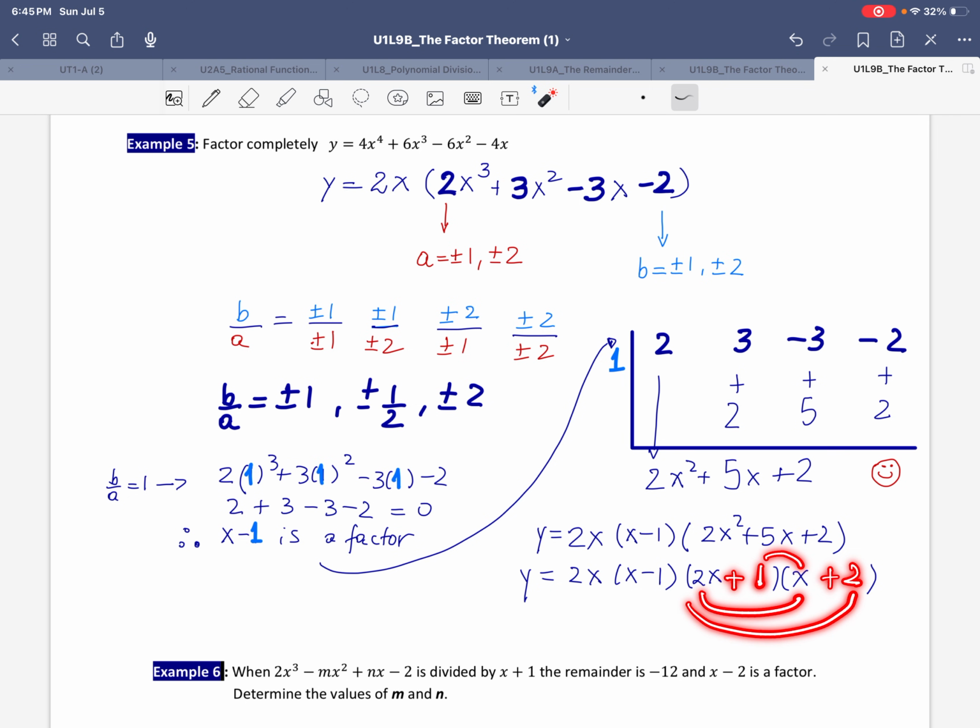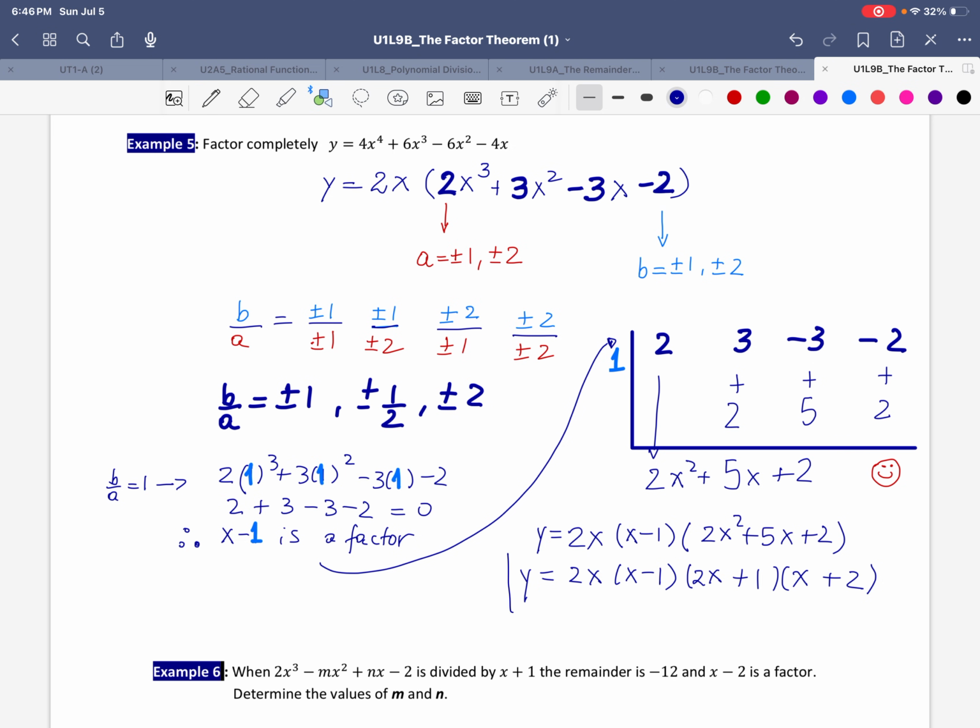Okay, that works. But if it didn't, then you just swap them around. So we have plus 1 here and plus 2 in here. And this will be the factored form of our polynomial.